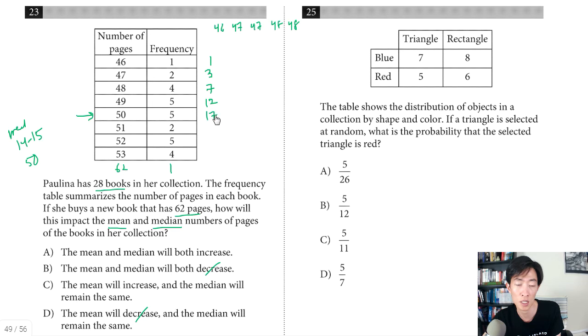Well, if 50 takes us all the way up to 17 elements, the median is still going to be 50. So what's going to happen is the median is going to stay the same. Therefore, the answer is going to be choice C, where it says stay the same.